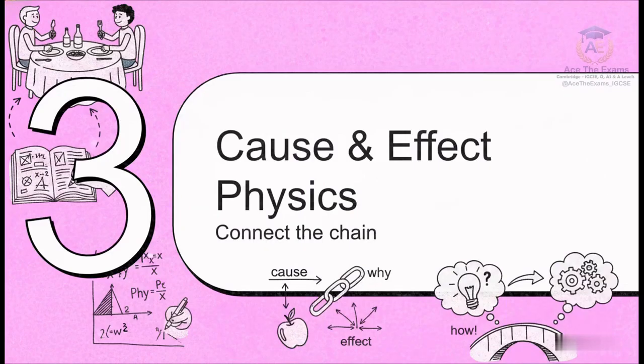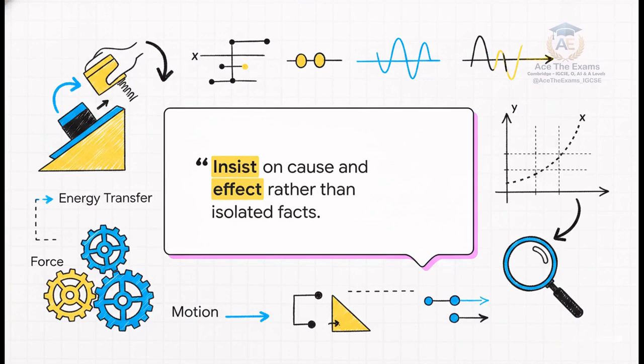Section 3, Cause and Effect Physics. Time for the transformation. Let's talk about making the jump from everyday language to deploying precise, mark-winning physics vocabulary. This quote hits the nail on the head. Insist on cause and effect rather than isolated facts. This is the physics success blueprint. A force doesn't just happen randomly in a vacuum.